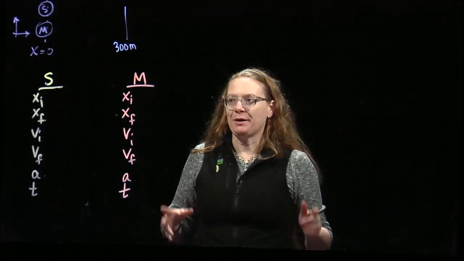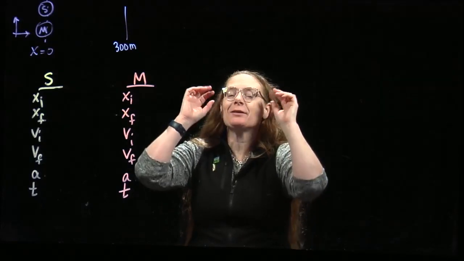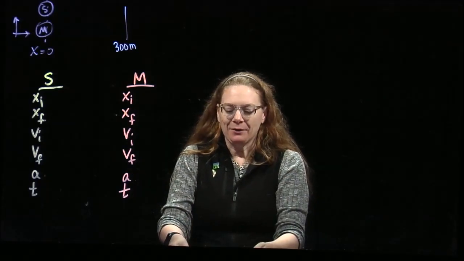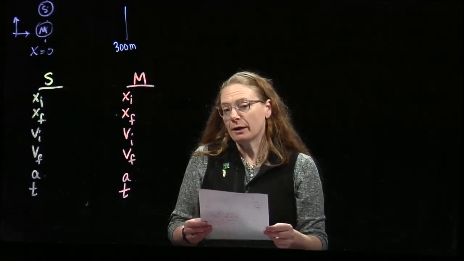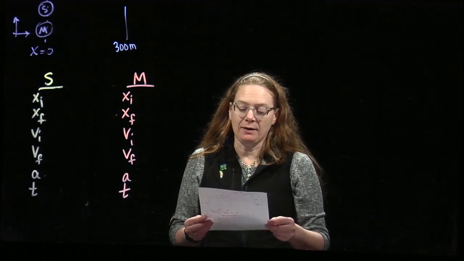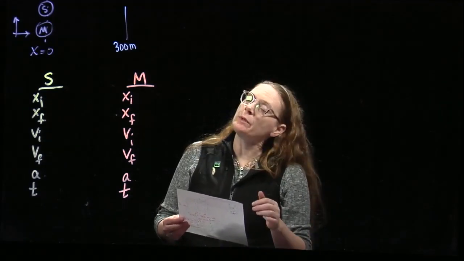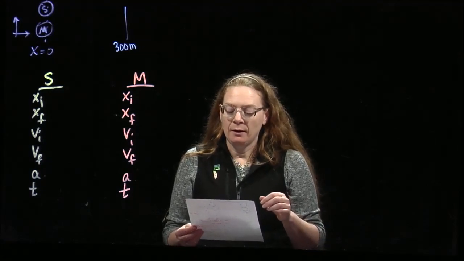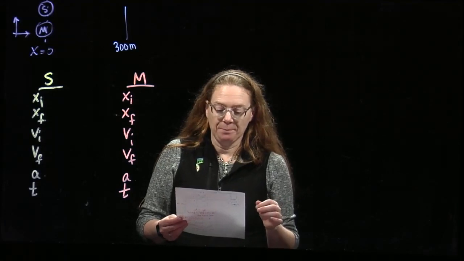Hi, here's the second part of a two-object kinematics problem with a time shift, a time delay. The problem: a smart car and a Maserati are planning a 300-meter race. Because the smart car has less acceleration, it gets a 1/2 second head start. The acceleration for the smart car is 3.0 meters per second squared. The acceleration for the Maserati is 3.5 meters per second squared.